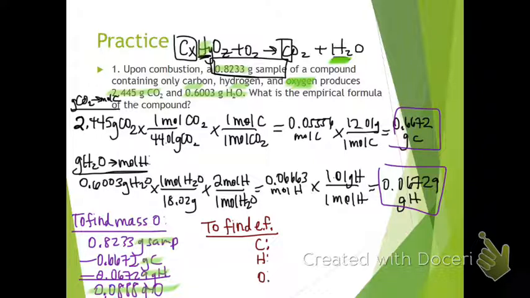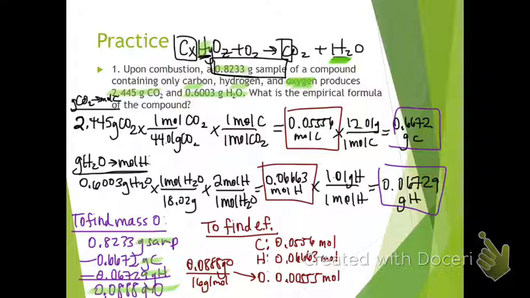To find our empirical formula, we need the mole values of all these elements. So if I've already found my moles of carbon and my moles of hydrogen, we're also going to need our moles of oxygen. Once we've found our moles of oxygen by dividing by the molar mass, we're ready to go into the remaining empirical formula steps, which would be divide by small and times till whole.